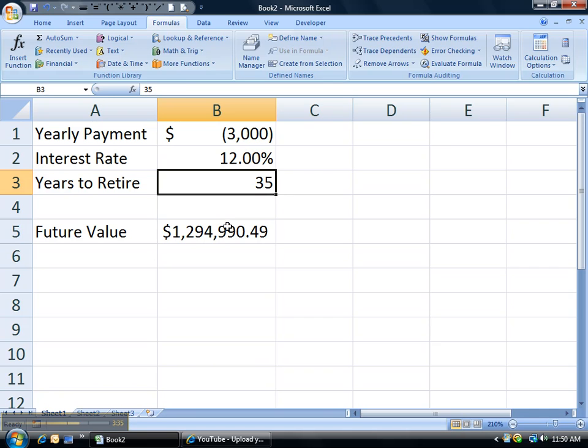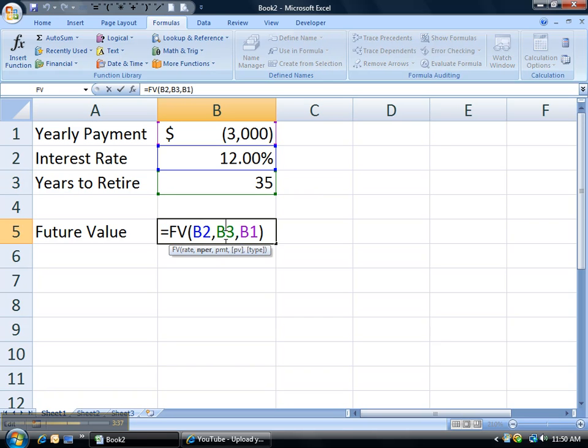So future value, again, it's very straightforward here if it's yearly payments. So interest rate first, and then how many years, and then what's your payment into the plan. So negative 3,000. So future value, try it out. You can always see how much you're going to have when you retire.